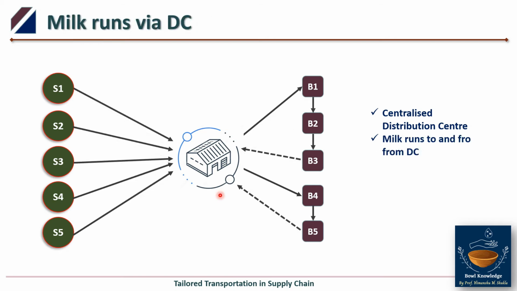Then the next option, which is the mixed option, that is milk runs via DC. So we have already seen what milk runs are. These milk runs can be adopted also from DC as a center. So DC will generate the milk run to the multiple buyers. So it is the combination of milk run system and distribution center system. Here the milk runs will be to and fro from DC, that is the distribution center.